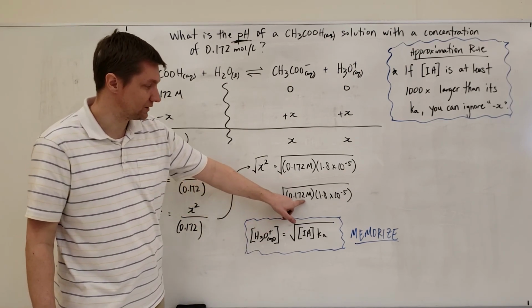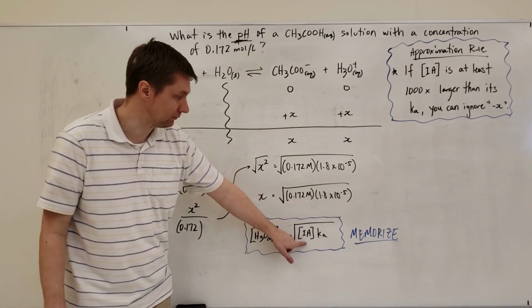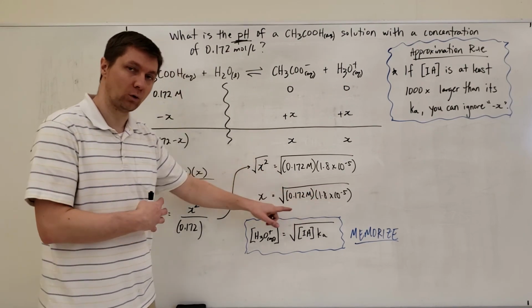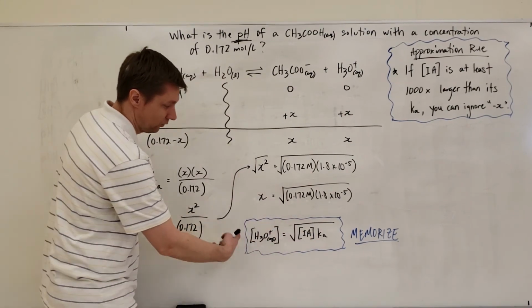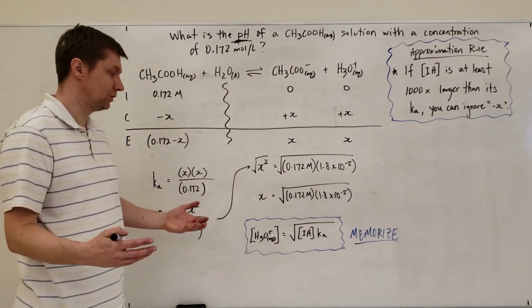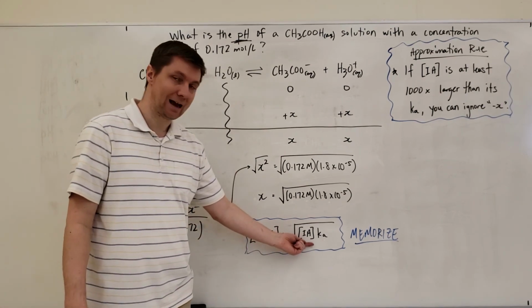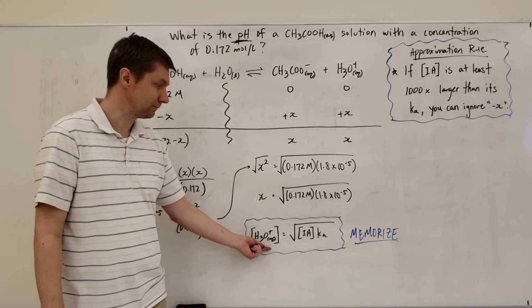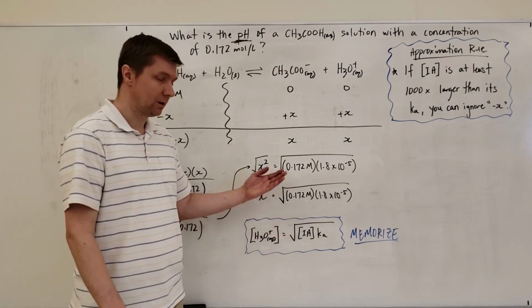Right here, 0.172 moles per liter, that is the initial acid concentration. So I've put that here. And the 1.8 times 10 to the negative 5 is the Ka value for that particular weak acid. So I've put that here. And so this is the formula that you can use, and this is for any weak acid that you can use to calculate the hydronium ion concentration. If you have the initial acid concentration and the Ka, you can calculate the hydronium ion concentration for a weak acid. Couple things to note.